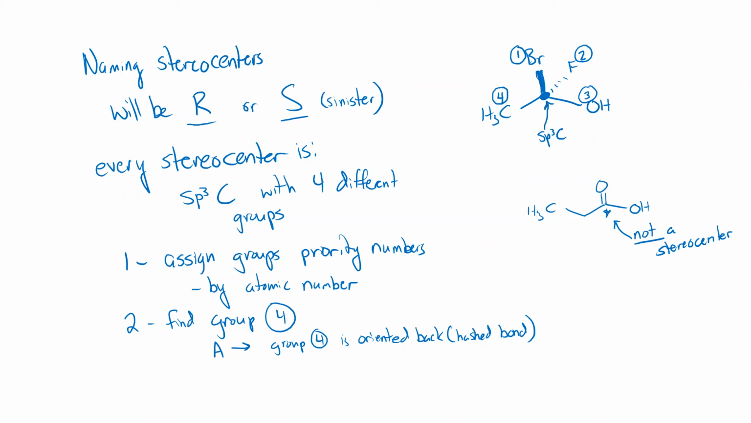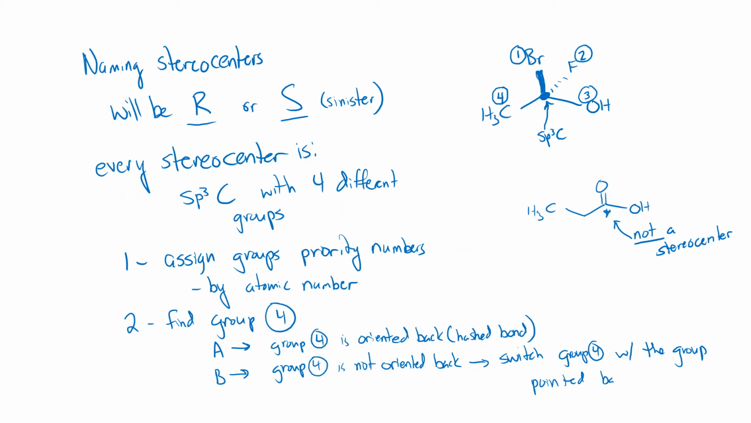The other option is, of course, scenario B, and that's where group 4 is not oriented back. And that's the one that we're in here, right? If group 4 is not oriented back, what we have to do is switch group 4 with the group pointed back. So we would redraw this molecule, and I'm going to put the bromine here. I'm going to switch the CH3 and the fluorine.